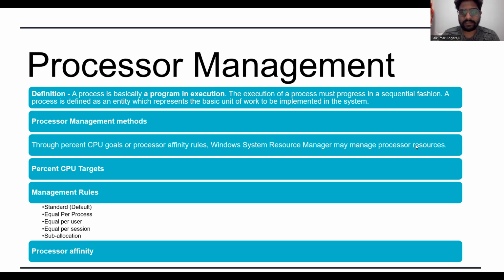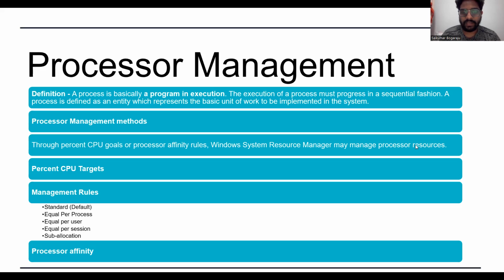So standard is nothing but additional processes. We can use additional process matching criteria to sub allocate resources to matched processes in the standard option. In the equal per process, the available CPU bandwidth is equally distributed among the matched tasks. That is about equal per process.